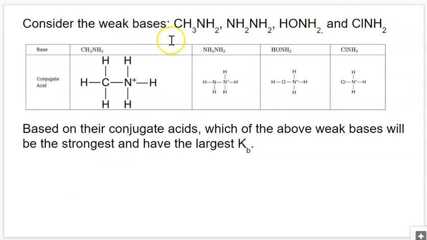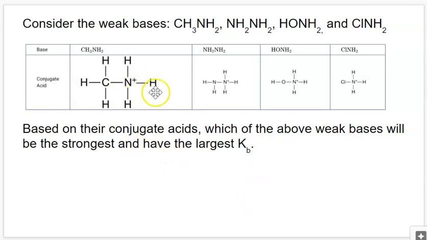Consider these weak bases. We have CH3NH2, NH3, HONH2, and ClNH2. Here we have the bases. These are what their conjugate acids are going to look like. Here they've all gained a hydrogen. And based off of their conjugate acids, let's figure out which one of these weak bases will be the strongest and have the largest Kb. And this is going to be based off of the stability of the conjugate acid. Like I said, the weaker the conjugate acid is going to be, the stronger the original base is going to be. So let's look at these molecules.